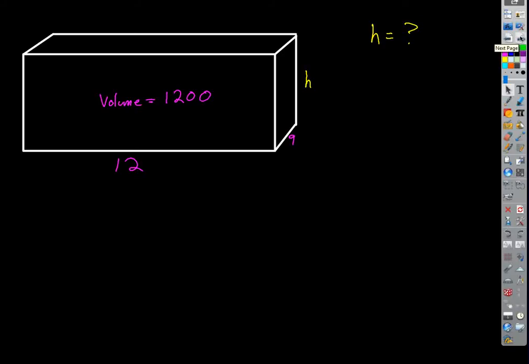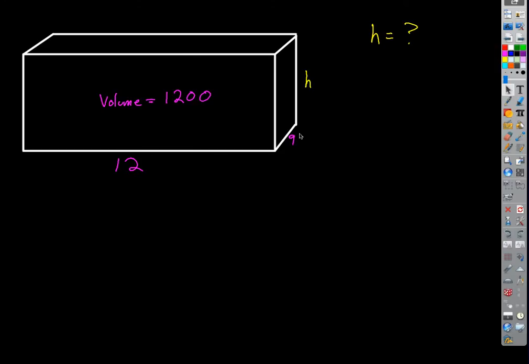All right, how about this one? Let's take a look at an example here. What if I gave you this problem? I told you that the volume of this rectangular prism, so it's kind of a box, is 1,200. We don't even care about the units. The width is 12, the depth is 9, but we don't know the height. That's what we're trying to find. How could I do that?